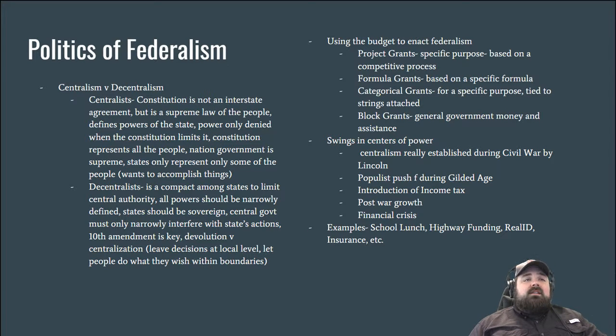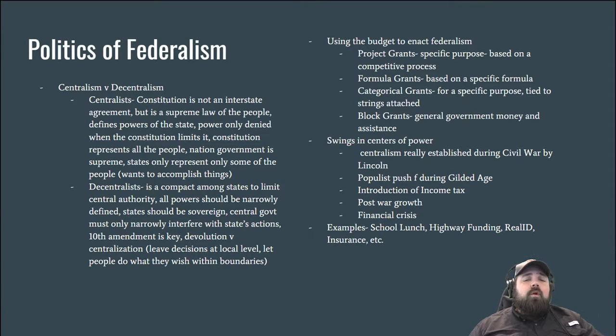Now, the way that these federalist politics play out, this centralist versus decentralist debate, the way that federalism actually gets enacted is typically via the budget. Really, most of our federal politics plays out because of budgetary concerns. The budget is used to direct how the states and the federal government interact with each other. And for the most part, most of this power is held by the central government. They control most of the budgetary power and give out money via grants to the states.